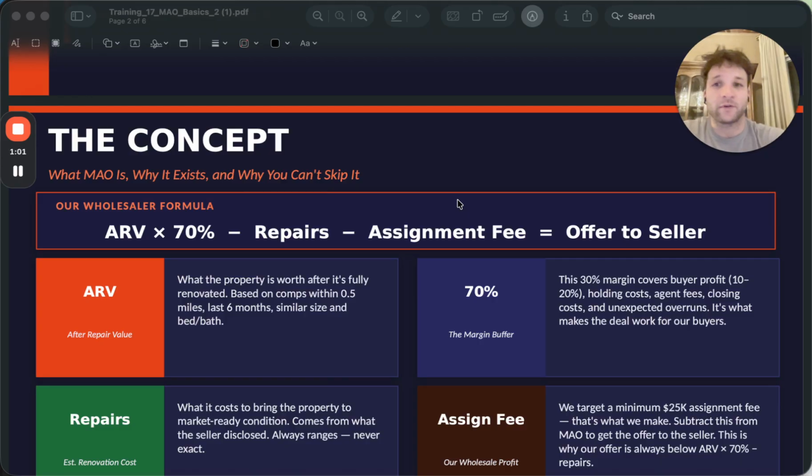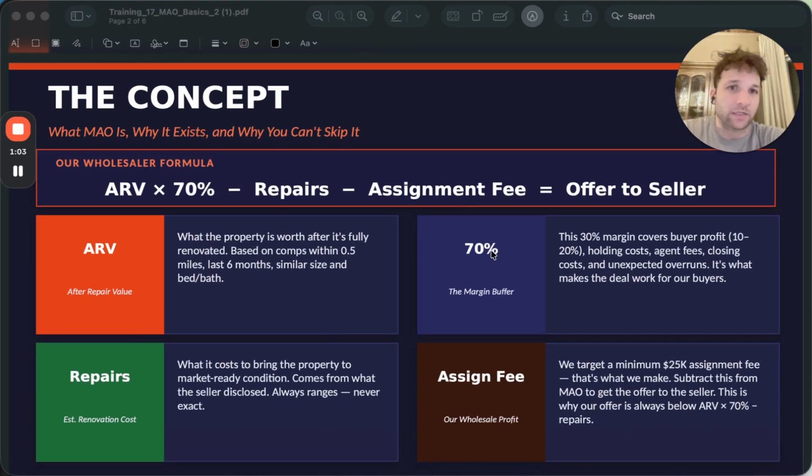Next, we have 70%. What is 70%? So this 30% margin covers the buyer profit, so 10 to 20%, and then holding costs, agent fees, closing costs, and unexpected overruns. So it's what makes the deal work for the buyers. Now, some investors are comfortable buying at 75%. Others are comfortable buying at 65%. But we underwrite this at ARV times 70% minus repairs minus the assignment fee equals our offer.